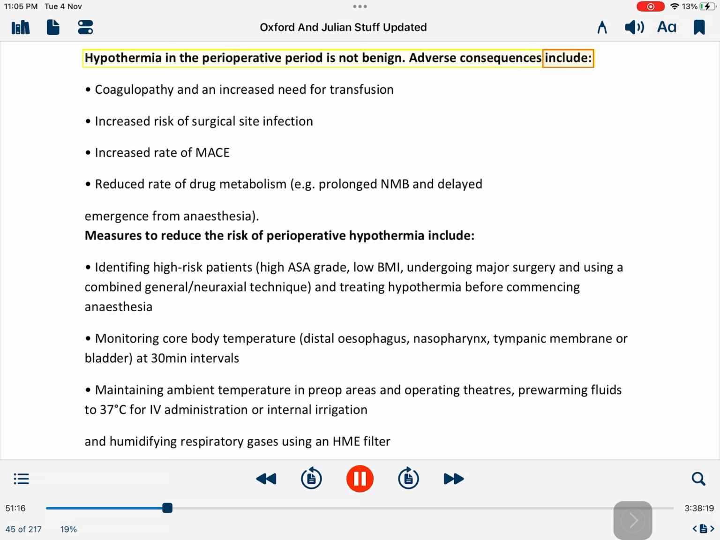Adverse consequences include coagulopathy and an increased need for transfusion, increased risk of surgical site infection, increased rate of MACE, reduced rate of drug metabolism, e.g., prolonged NMB, and delayed emergence from anesthesia. Measures to reduce the risk of perioperative hypothermia include identifying high-risk patients: high ASA grade, low BMI, undergoing major surgery, and using a combined general neuraxial technique. Treat hypothermia before commencing anesthesia, monitor core body temperature (distal esophagus, nasopharynx, tympanic membrane or bladder) at 30-minute intervals, and maintain ambient temperature in pre-op areas and operating theaters.